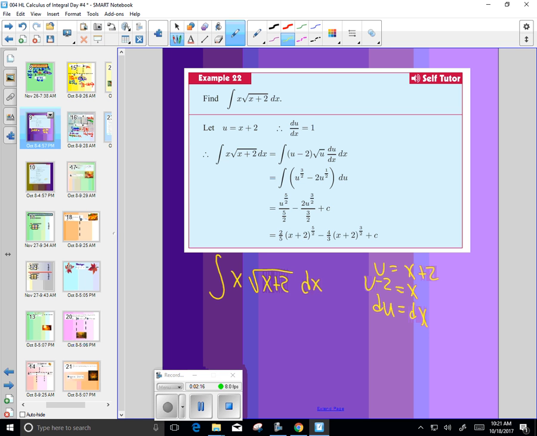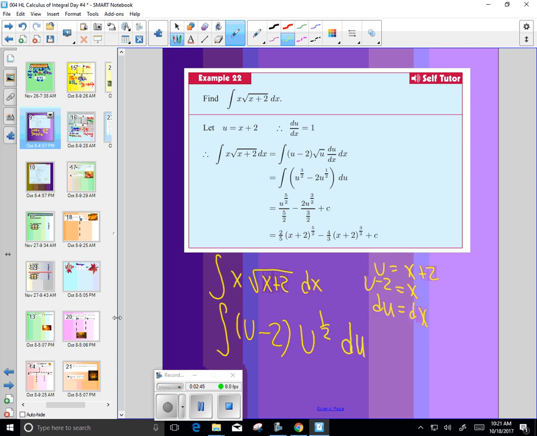Now we have everything we need to change the variable from x to u. x is no longer x. x is going to be what? u minus 2. And then it's going to be the square root of x plus 2. Well, that's u to the 1/2. And what's dx? du.